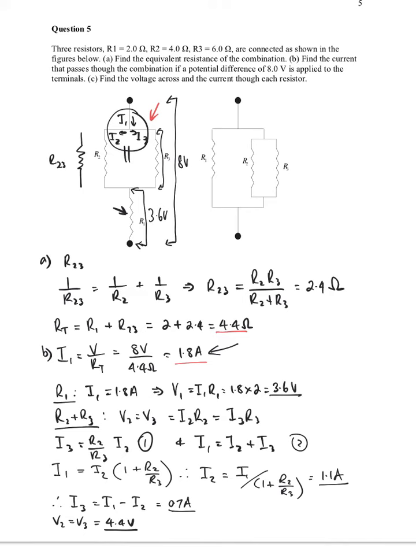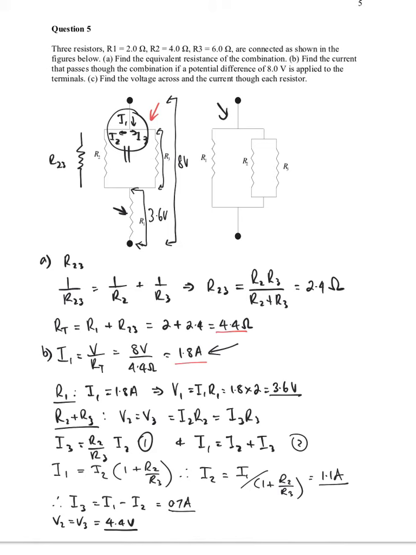No worries. So we've got everything. We found the voltage across and the current across each resistor. Now for this next circuit here, I'm going to leave this for you to do, and I'll write the answers up.